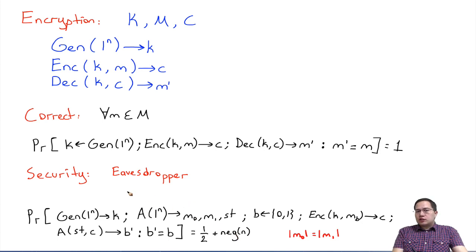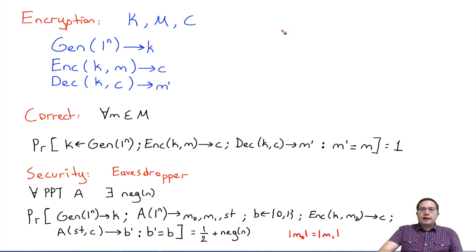Now we want that such a negligible function should exist, and we didn't define the adversary. We will define it as: for all probabilistic polynomial time (PPT) adversaries A, we want that there exists a negligible function, let's call it neg(n), in the security parameter, such that this probability, the adversary giving us M0, M1, and we encrypting back one of these and giving it to the adversary, such that the adversary can guess which message we encrypted, this probability should be at most 1 over 2 plus this negligible function.